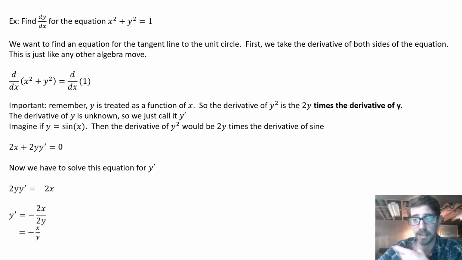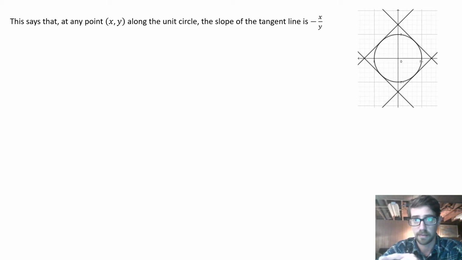So what that says is if you're at some point on the unit circle, the slope of the tangent line at that point is just negative the x coordinate over the y coordinate. So here's the unit circle and some tangent lines to it. Look at the point in the first quadrant, square root of 2 over 2, square root of 2 over 2. That's where theta would equal pi over 4. The tangent line there looks like it has slope negative 1. The x and the y coordinate are the same at that point, so negative x over y is just negative 1.